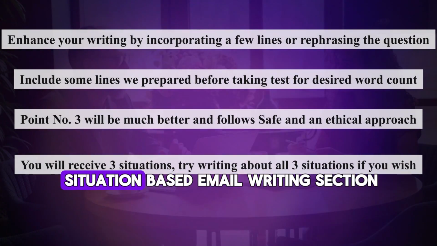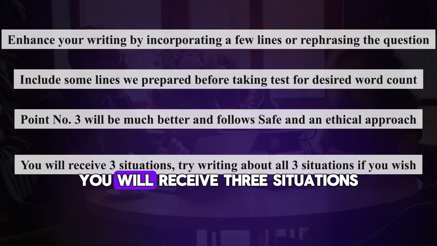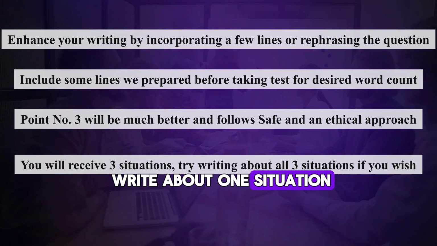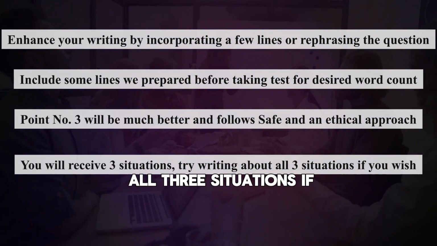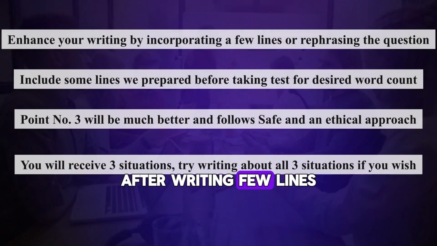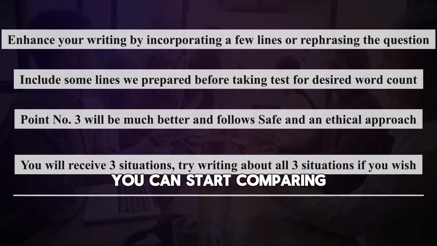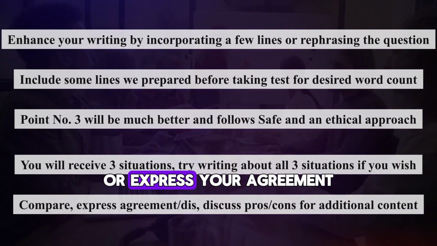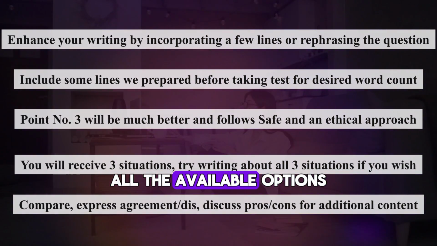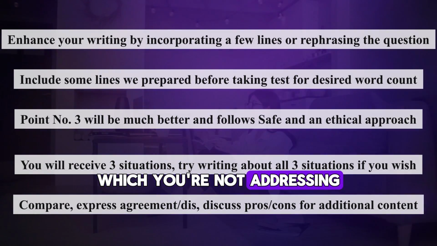Remember, this will be a situation-based email writing section. You will receive 3 situations and you need to write about one situation. However, you can write about all 3 situations if you wish. For example, after writing few lines about the first situation, you can start comparing all 3 options or express your agreement or disagreement or talk about advantages, disadvantages, all the available options which you're not addressing directly.